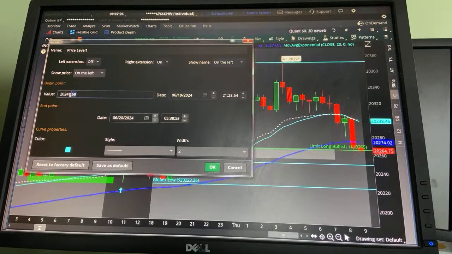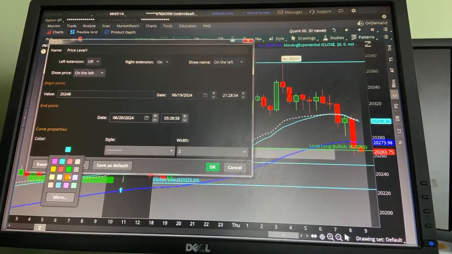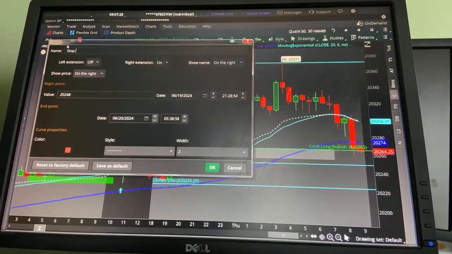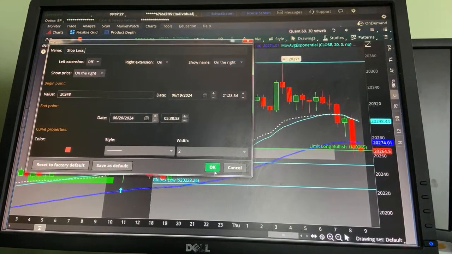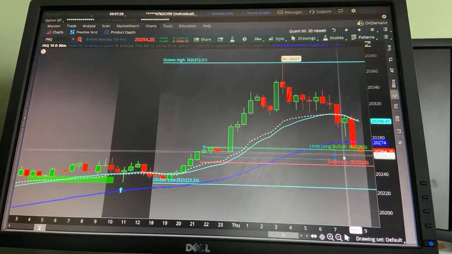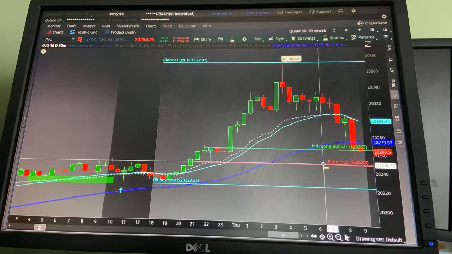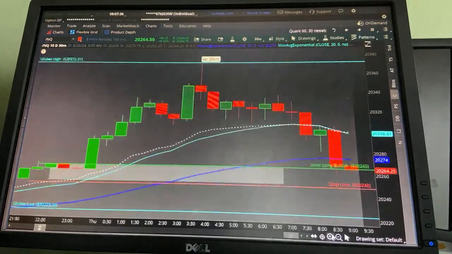All right. I'll map out the Globex trap in a moment. But stop loss on this, let's just call it 20,248. All right, this would be the stop loss on this. So this is fairly executable right now, inside of this level here. Halfway decent. All right.